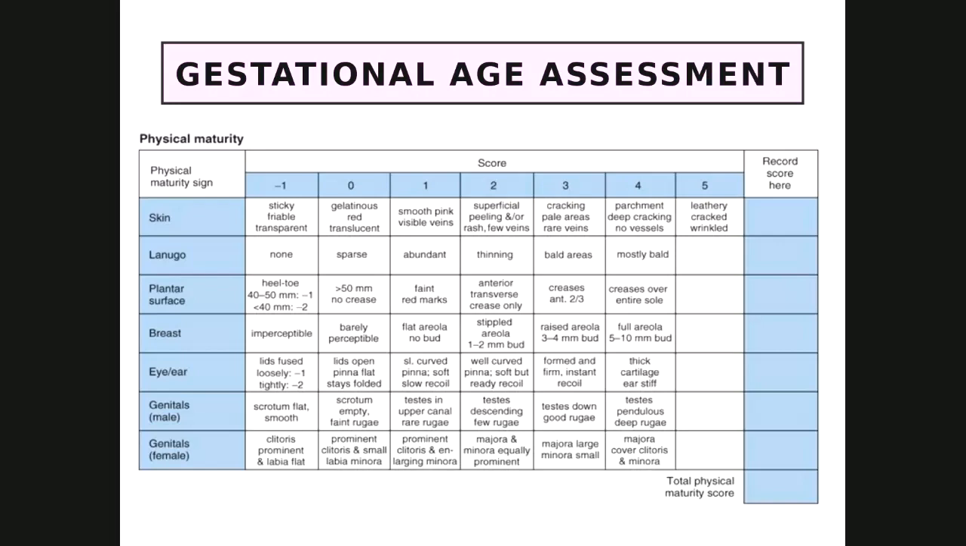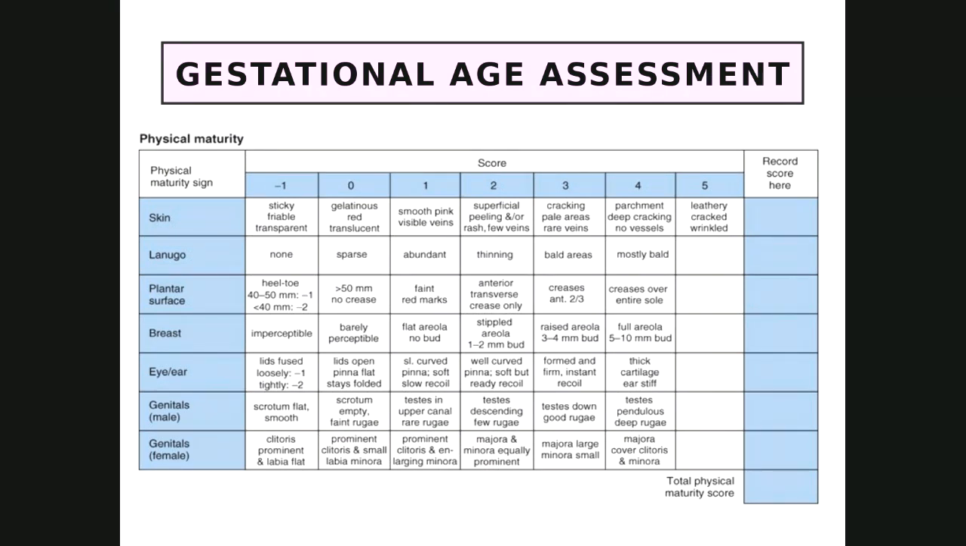Your physical maturity. Okay, if you look at a baby's skin, a super preterm baby is going to have sticky, friable, transparent skin. As it matures, the skin becomes a little more smooth, but the veins are still visible. As the baby becomes even more mature, the skin's going to start cracking. You may start to peel in certain places, and you're not really going to see any veins. And a baby that's really post-mature is going to have deep cracking. Leathery, cracked, wrinkled skin. That's a post-mature baby. Like a baby that's born at 42 weeks and 3 days might have this kind of skin, right?